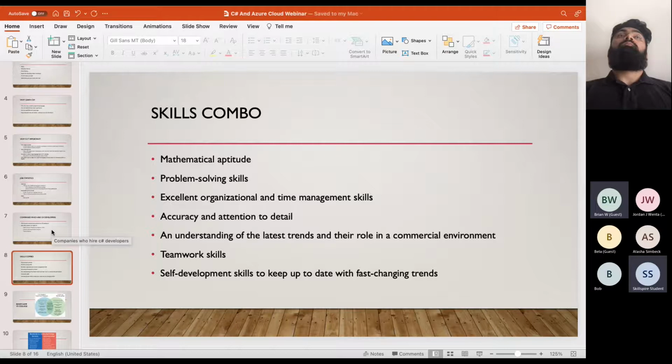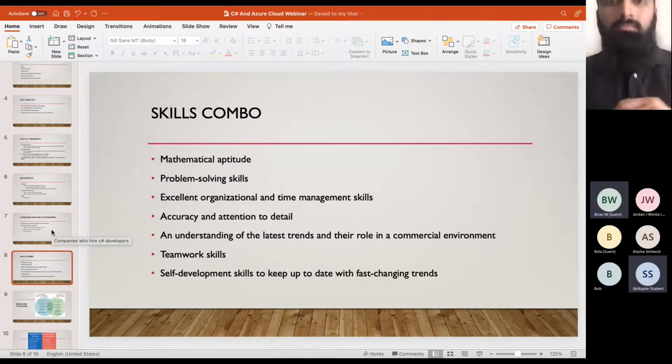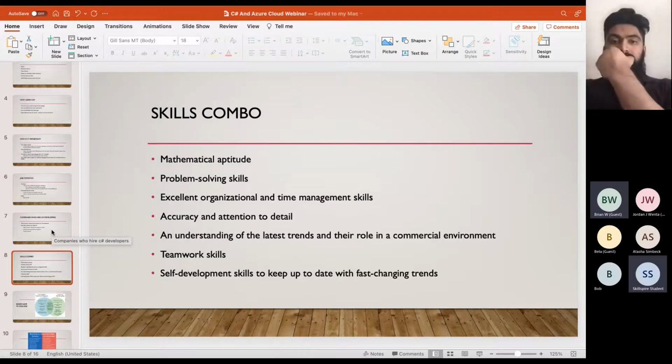You want to have an understanding of the latest trends in the role and in the commercial environment. Every company is different, and every company has different trends. Trends come in and out, and they change throughout the seasons. Technical trends are always changing, so you want to be a person that knows the technical trends and is up to date with them, and we'll talk about them in the course.